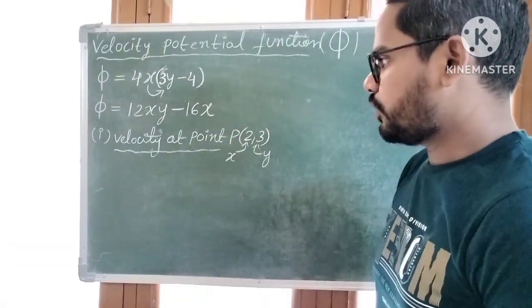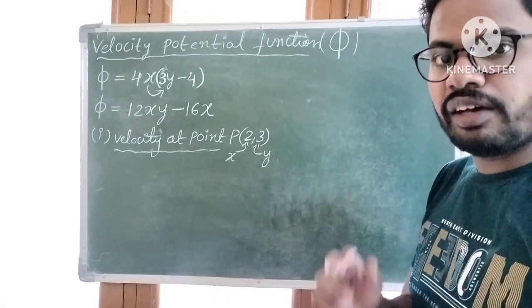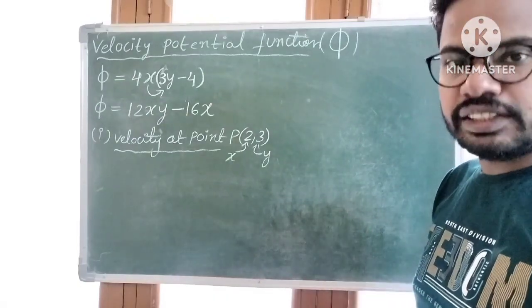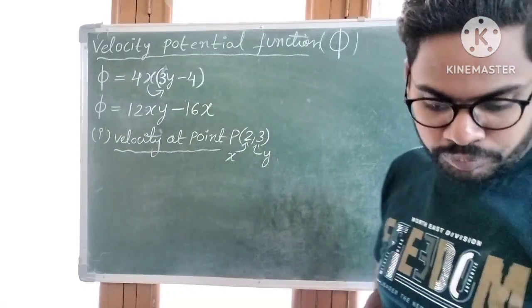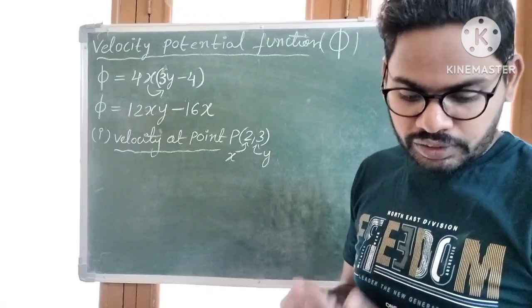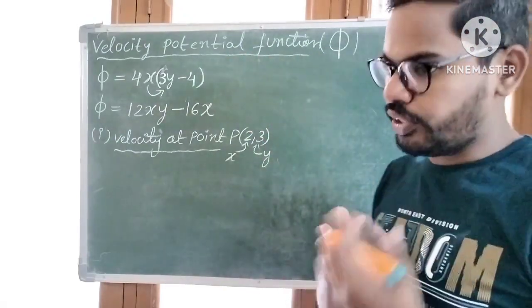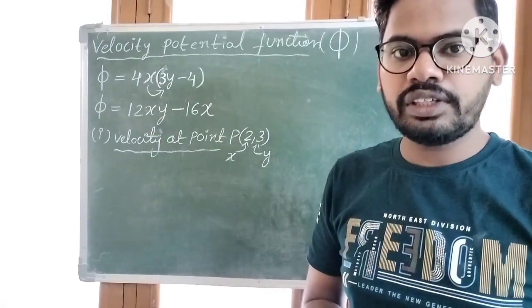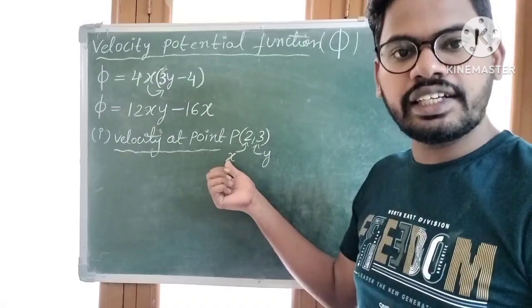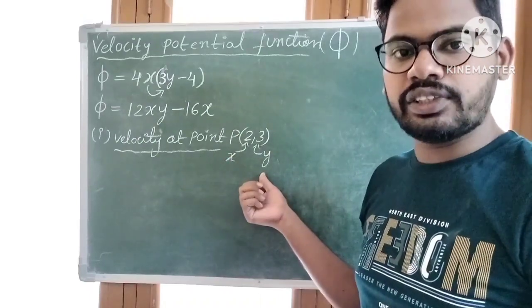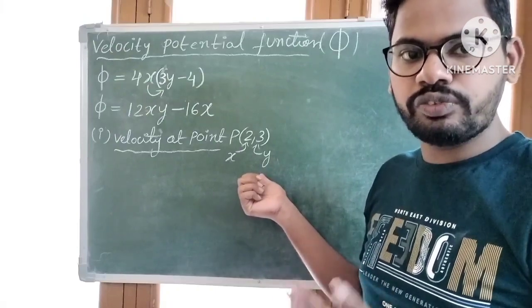So in general we have three velocity components. Anyhow, we are discussing a two-dimensional potential flow. So in case of two-dimensional potential flow, we have two velocity components, velocity component in x direction and velocity component in y direction. Two-dimensional flow, so we have two components. Suppose three-dimensional, then u, v, w.